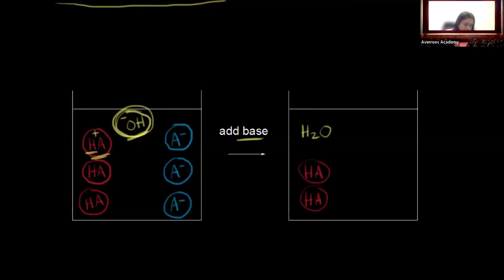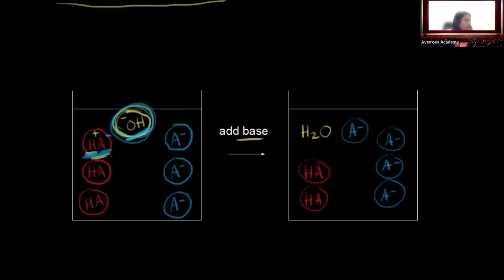And if OH minus, if hydroxide takes a proton away from HA, then we're left with A minus. So we're going to increase the amount of A minus that we have in solution. So let me go ahead and draw that in here. So once again, we've effectively buffered against a change in pH because the hydroxide ions that we added reacted with the acid that was present. So we've effectively removed hydroxide ions from solution. All right, so that's the idea of a buffer solution.